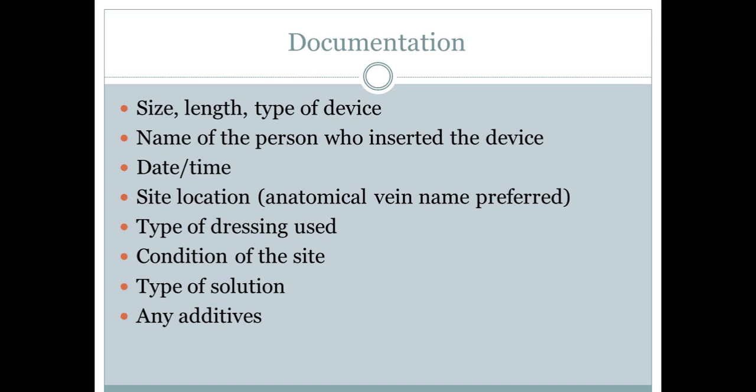The type of dressing used, did you use gauze, did you use Tegaderm? Condition of the site, prior and after. Does the site look good with no drainage? Is it warm? Is it cold? What is the color? Is it pink? The type of solution, flushed with 5 mils of normal saline. That's also important, as well as if there's any additives. Let's say that the RN is going to be hooking up the first bag of, let's say, normal saline with 20 milliequivalents of potassium. You'd be documenting that.